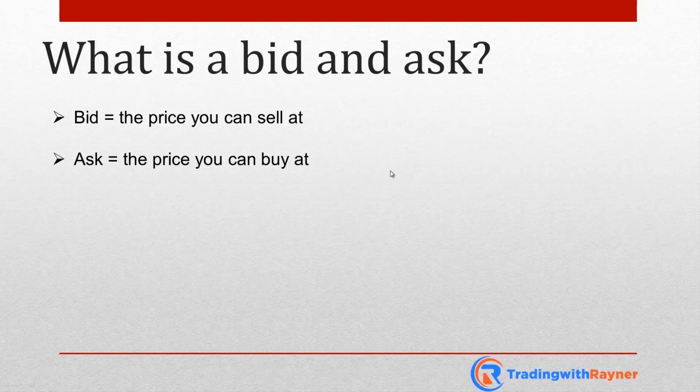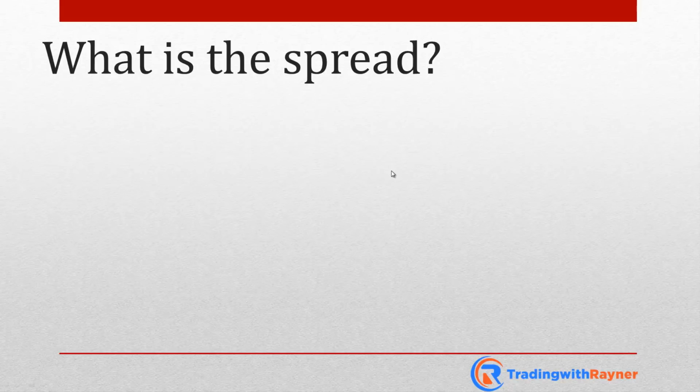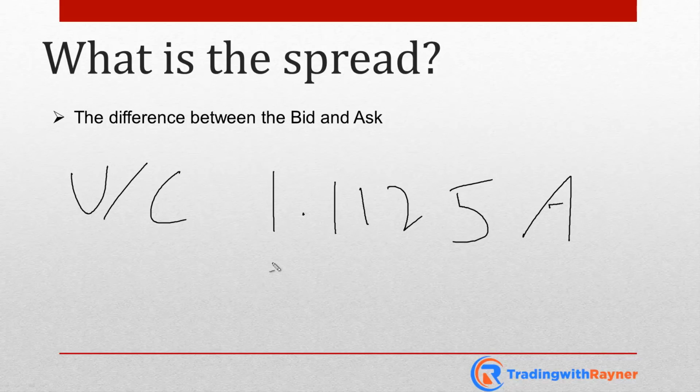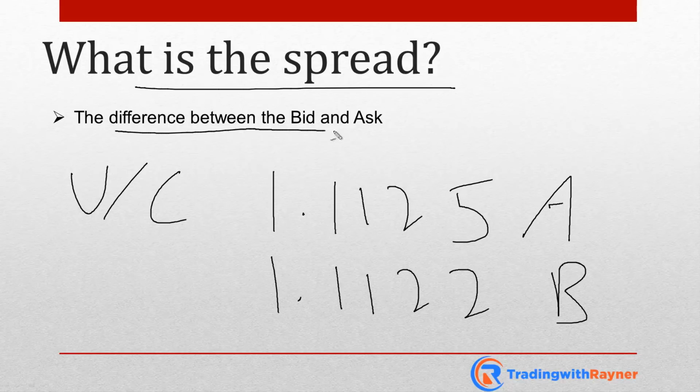So moving on, what is the spread? You already understand what is the bid and ask, so the spread is simply the difference between the bid and ask. Another example, instead of euro dollar, let me give you dollar Canadian. Let's say it's trading at 1.1125. This is the ask. And the bid is 1.1122. This is the bid. So what is the spread? The difference between bid and ask. You just take this one minus this one and you realize that the spread is 3 pips on dollar Canadian.